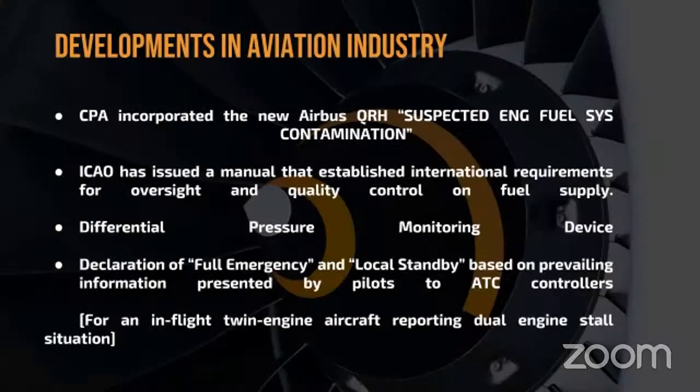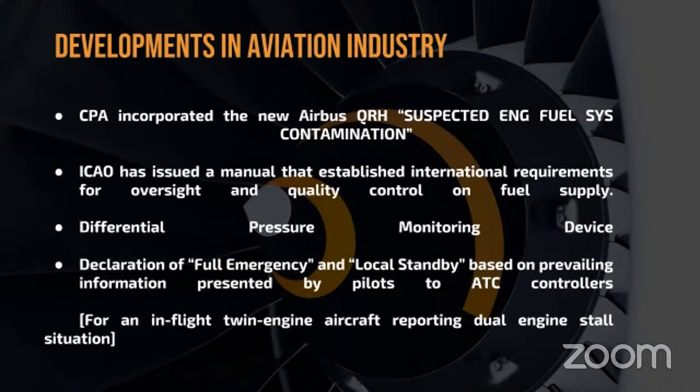Next slide. Coming to the developments in the aviation industry that took place because of this accident. The first thing was that the airline and Airbus introduced a new quick reference handbook wherein similar engine issues will also flash "suspected engine fuel system contamination", so that the pilots know the severity of the incident. The ICAO introduced a fresh manual on oversight and fuel quality control on fuel supply, to be incorporated across all airports across the globe.